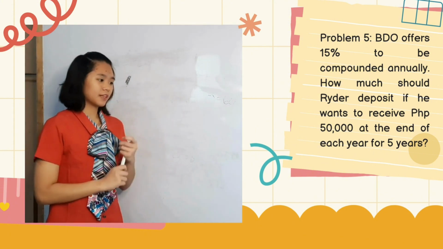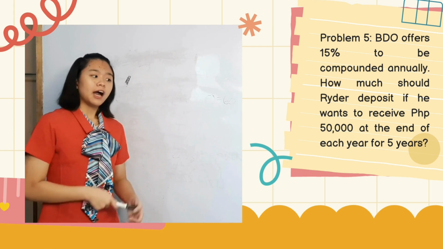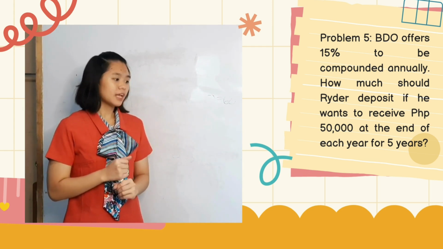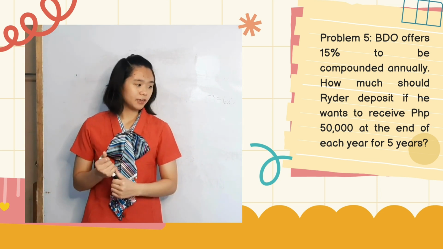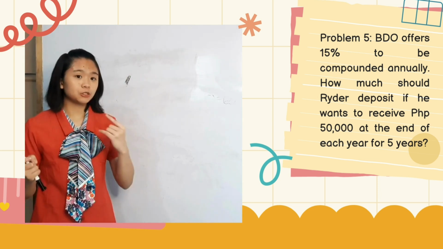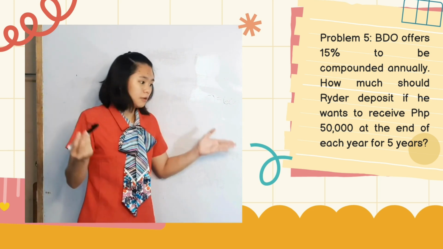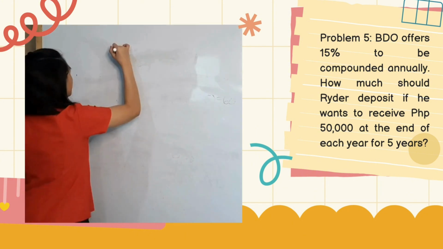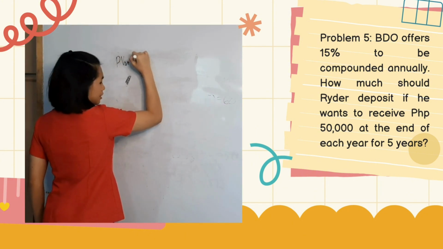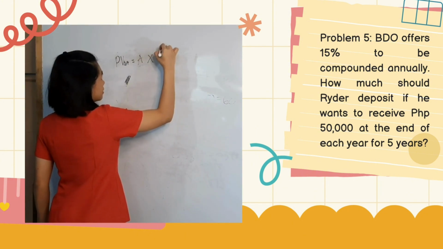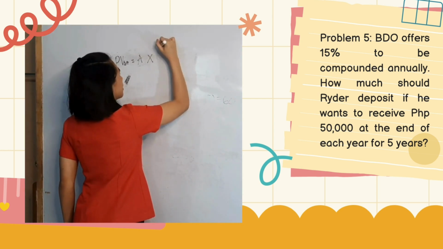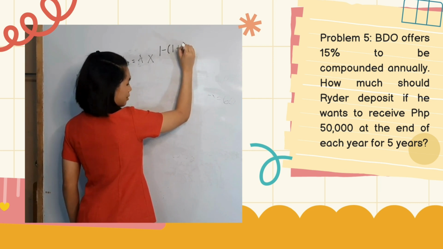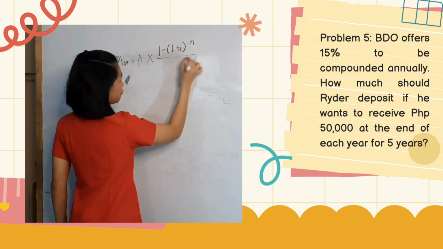BDO offers 15% to be compounded annually. How much should Rider deposit if he wants to receive 50,000 at the end of each year for 5 years? So it says how much should Rider deposit? So it's in the present. So we will use the present value of ordinary annuity, where PV is equal to A times 1 minus 1 plus i raised to negative n over i.